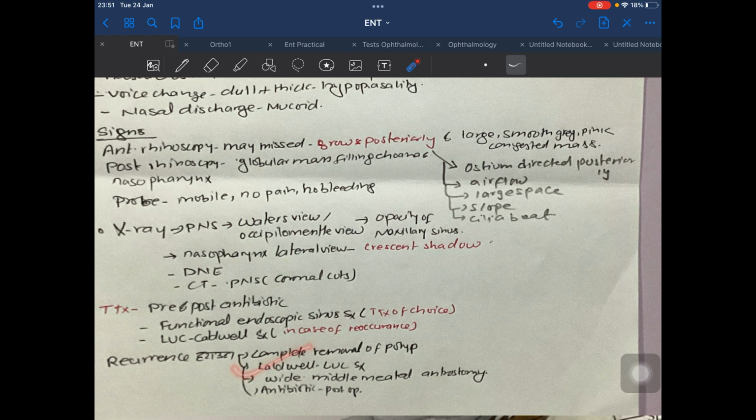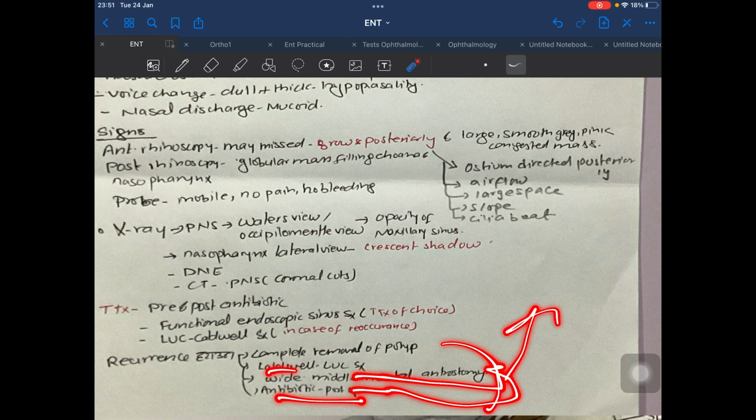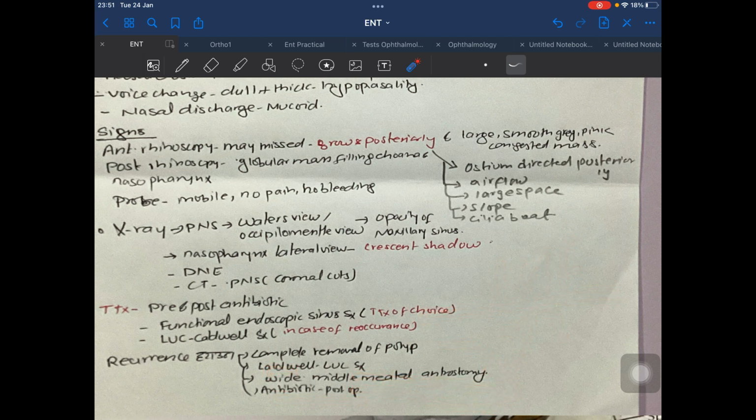Caldwell-Luc surgery is done in case of recurrence, and wide middle meatal antrostomy and antibiotics are given postoperatively. These two are to avoid infection of the maxillary sinus. So thank you so much.